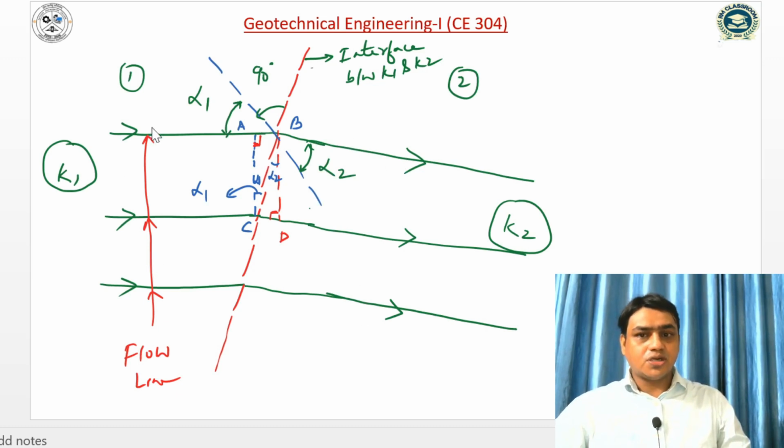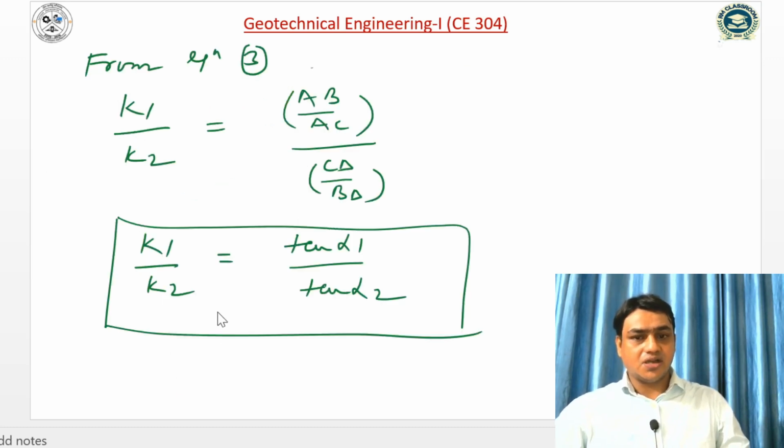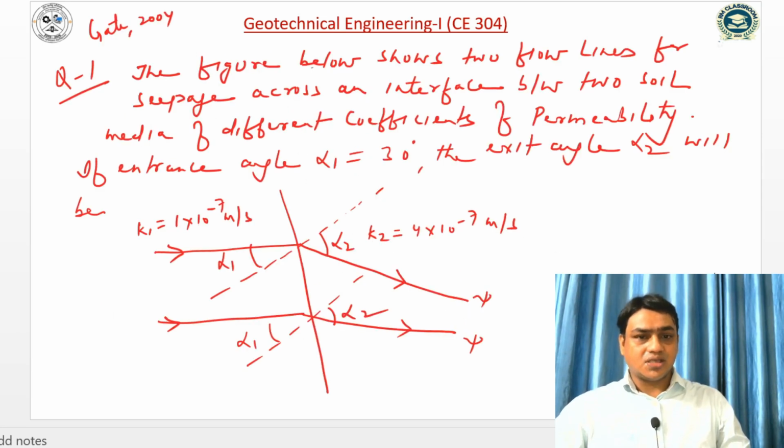So here is the expression for the flow through the non-homogeneous section, meaning the coefficient of permeability will be different. The ratio of K1 by K2 is equal to tan alpha 1 by tan alpha 2. So let us take a problem based on this section.